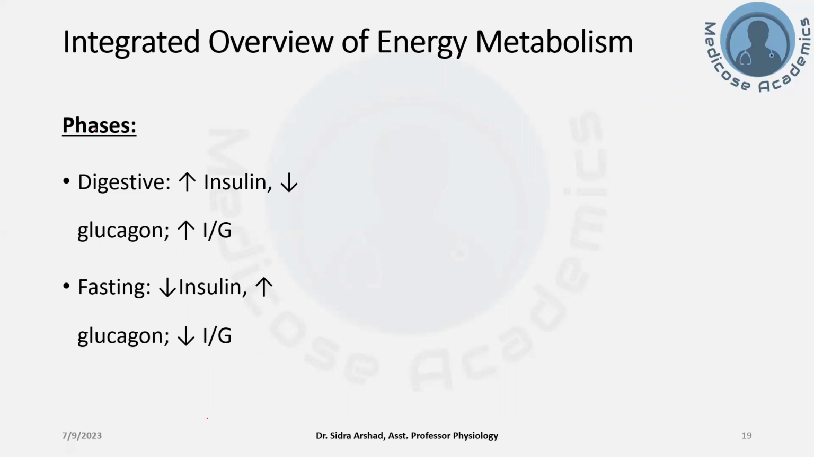In the digestive phase, the insulin to glucagon ratio will be high because there is more insulin as compared to glucagon in this phase. Then in the fasting phase, the levels of insulin will be low because there is decreased plasma glucose at that moment. So the levels of glucagon will be high. So in this particular phase, the insulin to glucagon ratio will be low because there is a low amount of insulin and a high amount of glucagon.